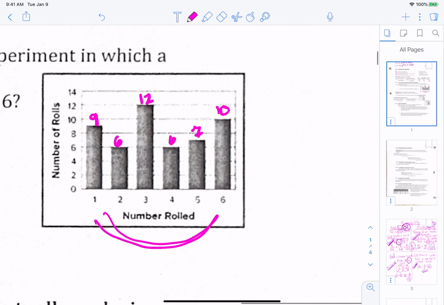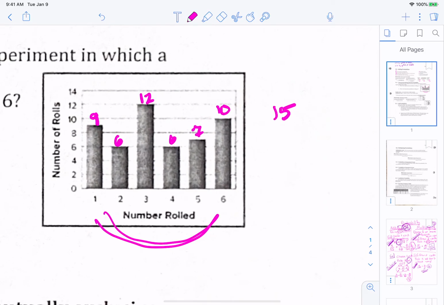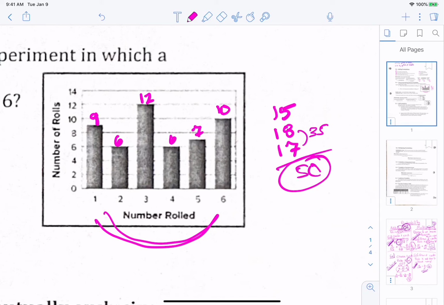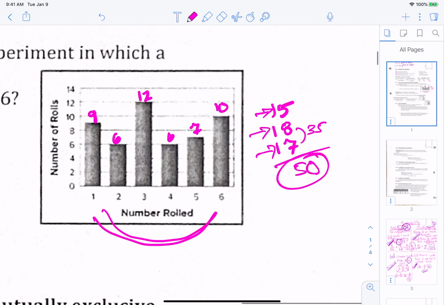If you add those together. 9 and 6 is 15. 12 and 6 is 18. 7 and 10 is 17. Ugh. 25. So this is 30. This is 35 plus 15. 50? Did you leave out another 6? No. I added 9 and 6, 12 and 6, 7 and 10. So this is 9 and 6, this is 12 and 6, this is 7 and 10. I just added each of the 2 numbers together. So 50 times rolling the dice altogether?